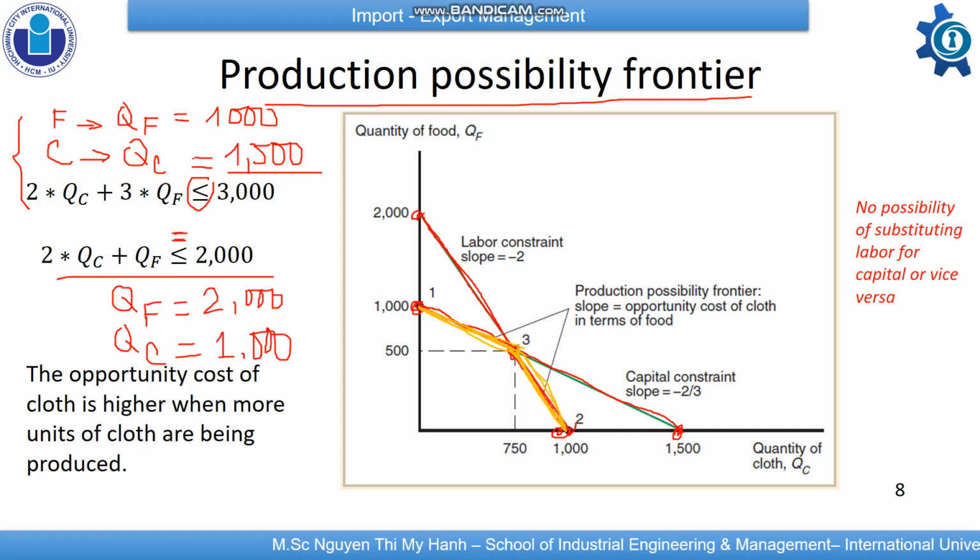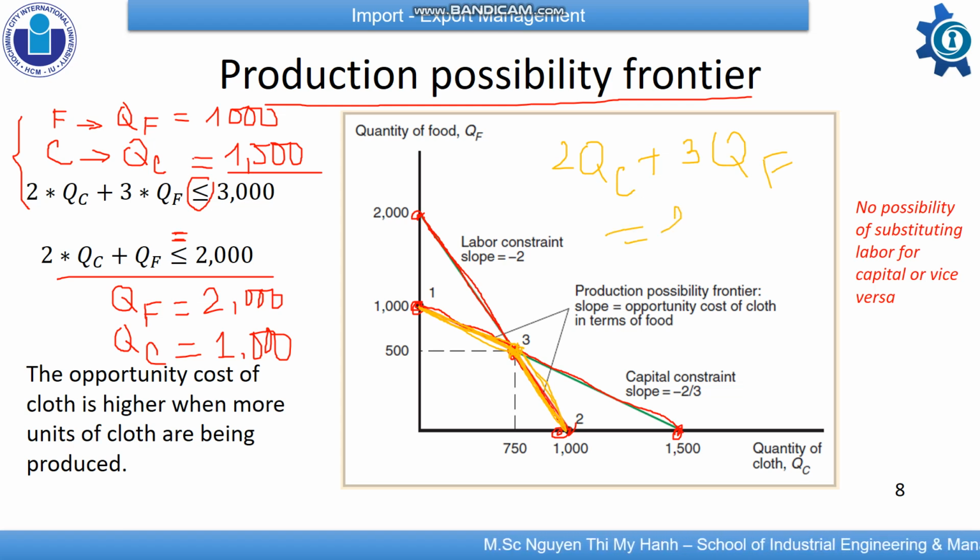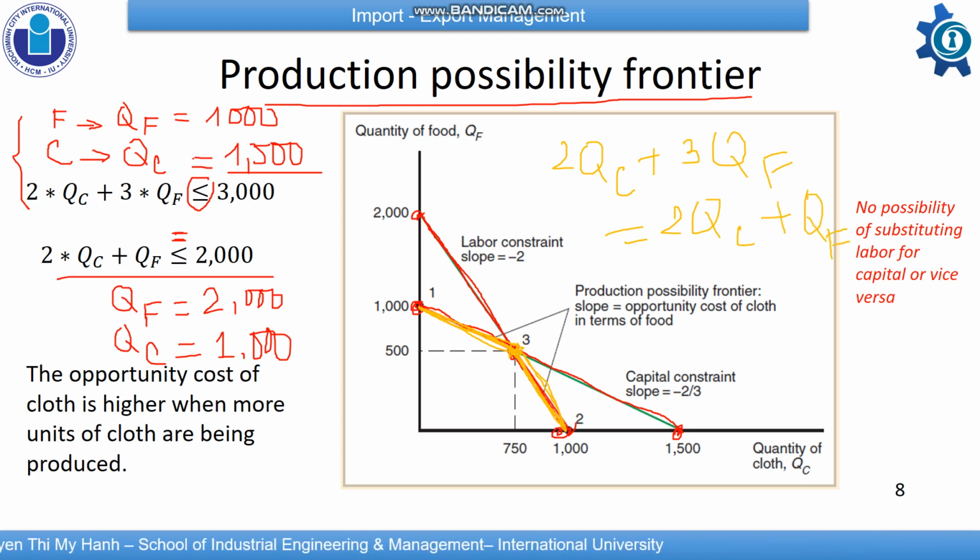And how can we calculate this one? This one is the intersection between them, so we use 2QC plus 3QF equal to 2QC plus QF. So you can calculate that QC is equal to 750 and QF is equal to 500.